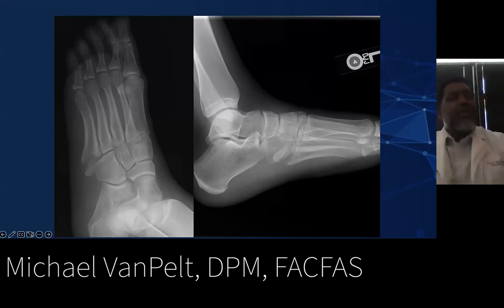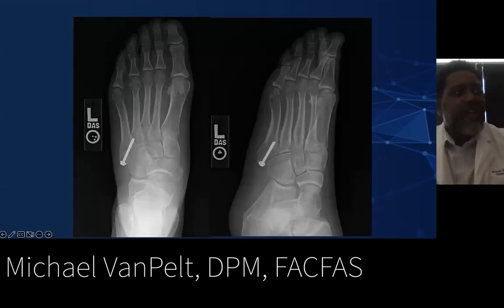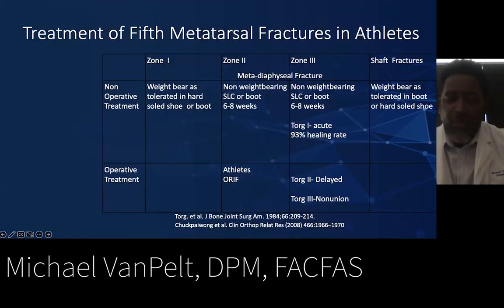So when you go back and look at the treatment for fifth metatarsal fractures in athletes, typically with zone 1 injuries, hey, we let them weight bear as tolerated in a hard sole shoe or a boot, and typically you have a predictable outcome in which they will heal. But when we get into the zone 2 and zone 3 areas, our treatment changes when we talk about the general population and then athletes who want to return to sport.